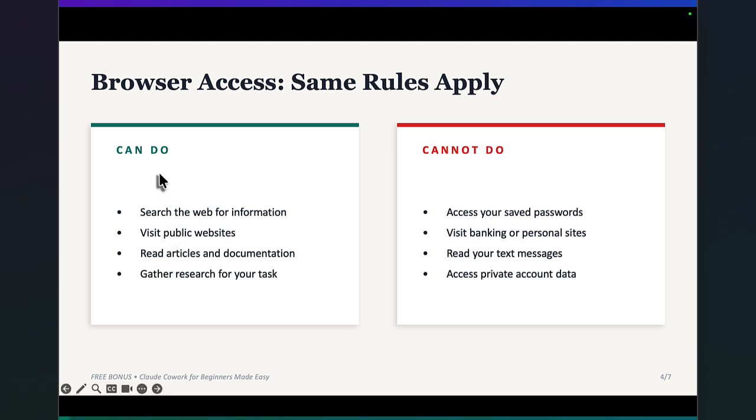So Claude Cowork can search the web for information. It can visit public websites. It can read articles and documentation, and it can gather research for your task. There are things that it cannot do, and that's for good reason, right? So Claude Cowork cannot access your saved passwords. I think that's pretty good. It cannot visit banking or personal websites. It cannot read your text messages, and it cannot access private account data, right? So privacy concerns are out the window. There's no need to be concerned about privacy given these features and restrictions.